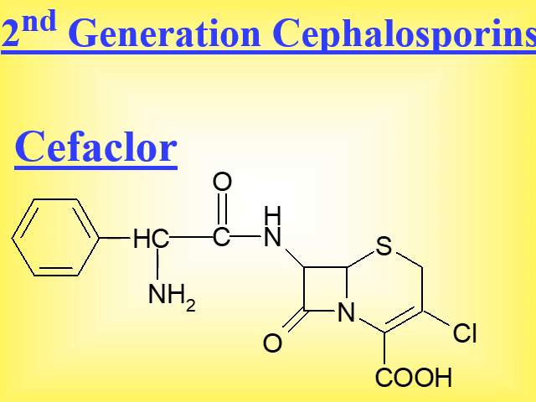An example of it is the first one, cefaclor. From the name chlor, it has a chlorine atom at position number 3. So it is like cephalexene, but instead of methyl we have here the chlorine atom.